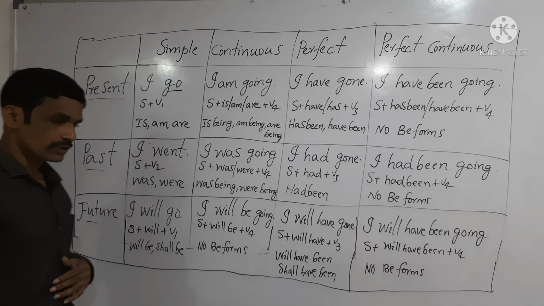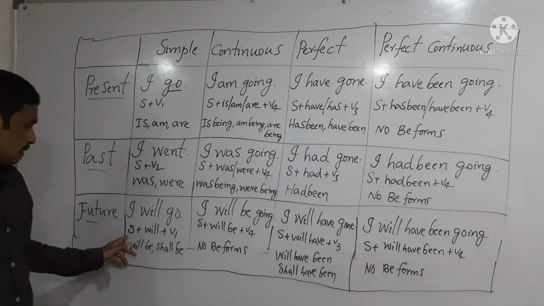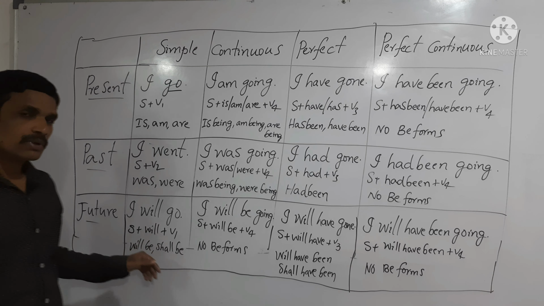The structure of the simple future tense is subject plus will plus V1. So, I will go: subject plus will plus V1. Will be and shall be are the B forms of the simple future tense.